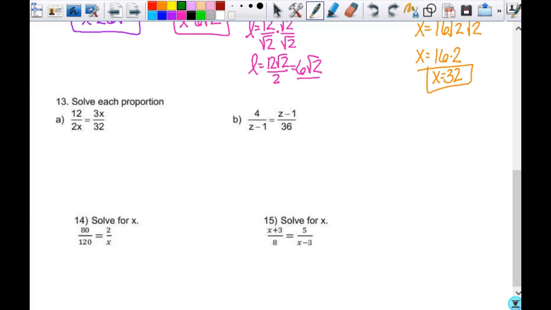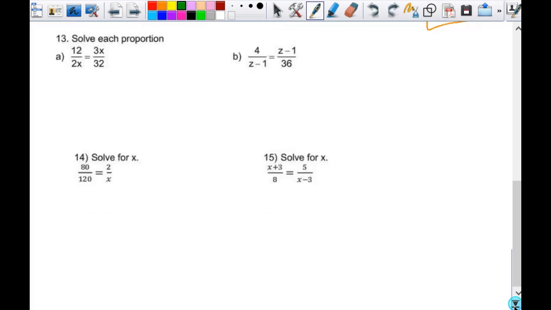Okay, so I'm going to pick up where I left off. To solve the proportion here, I'm going to cross multiply once my computer decides to catch up with me. There we go. So I'm going to multiply 2x times 3x.